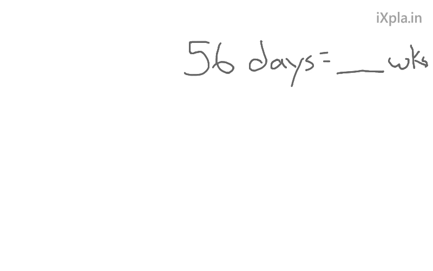56 days. Now, if you remember, we could do our 1, 2, 3 step, and we've got to take 56 days and turn it into weeks. So we're going from days to weeks. Are we going smaller to larger, which would be divide, or are we going from larger to smaller? We're going from days to weeks, so we're going smaller to larger. So we need to divide, step 1.